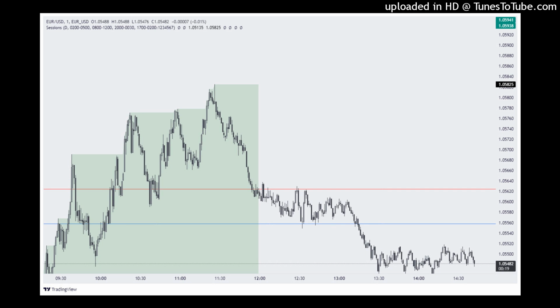Again, if you do prefer to trade one instrument, then try to master this, and I'm sure you are able to do it. All right, perfect. Thank you.